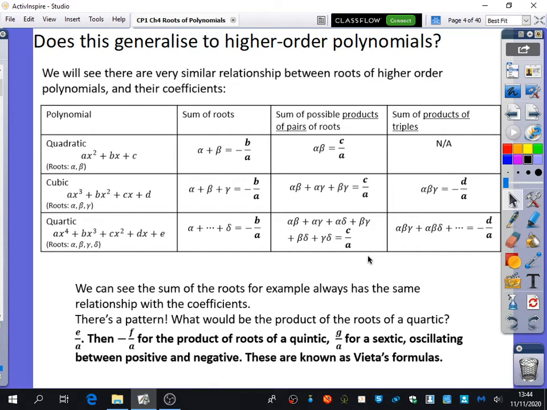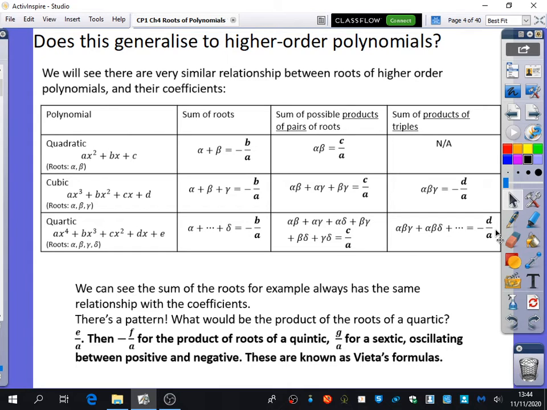We are going to prove this when we get to the cubic section of this exercise. For now, I'm just showing you that the reason we're interested in this is because it is true for all polynomials. And then you can see for the product of triples, for the three roots of a cubic, they go to minus d over a. And then when you do that for a quartic, when you do all of the triple things that you could potentially get, it also goes to minus d over a that we have.